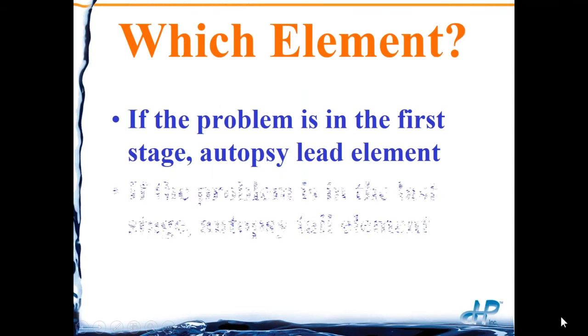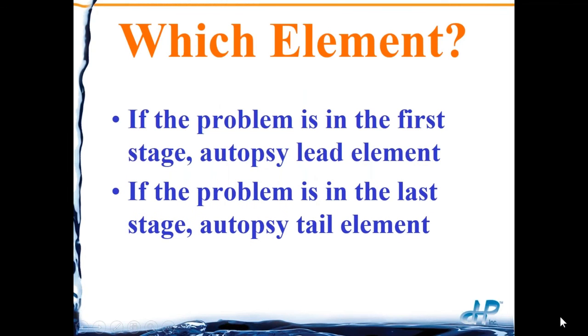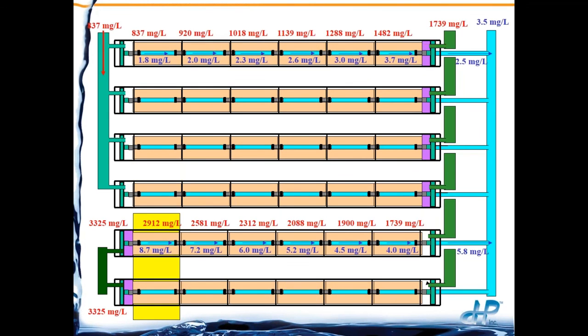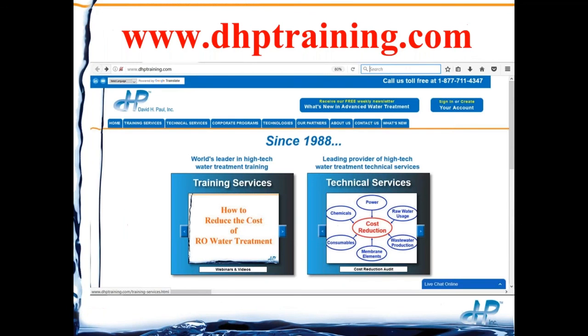Which elements to autopsy? If the problem is the first stage, we want to, of course, autopsy the lead element. If the problem is the last stage, we want to do the tail element, the very last element in the RO system. So this is showing the first stage. Pick one of those elements in any one of those pressure vessels and send it in. If it's a second stage problem, we want to grab that last one, the very back end of the unit, and have that autopsied.